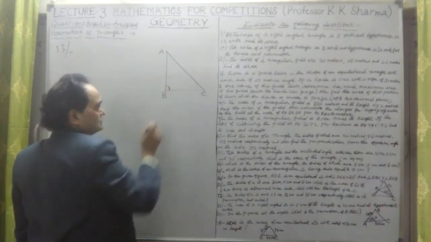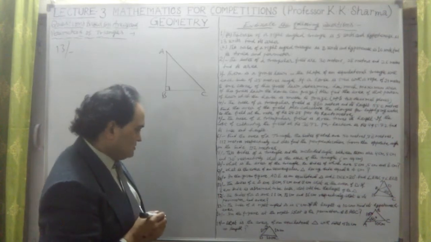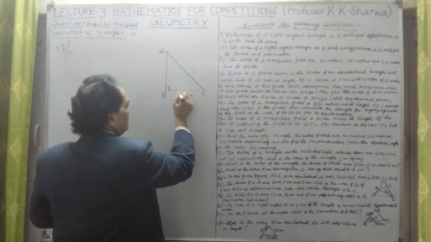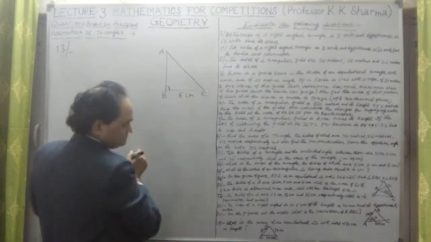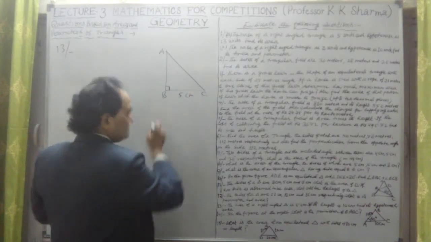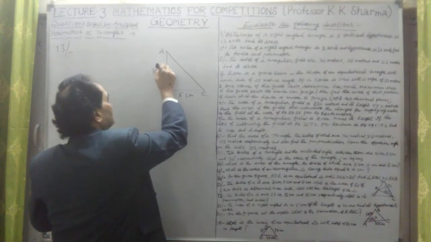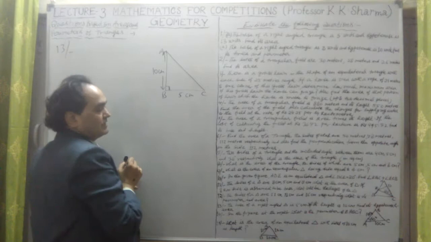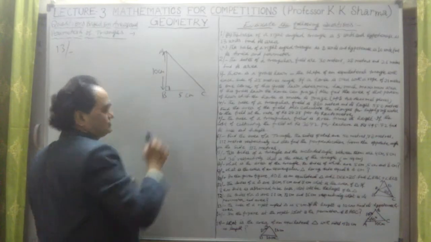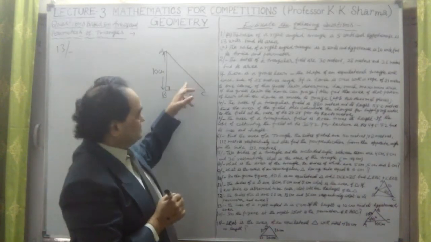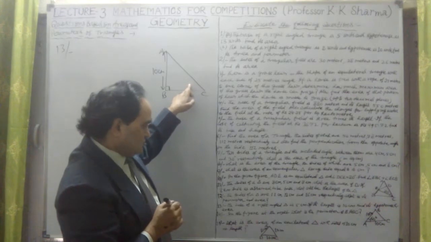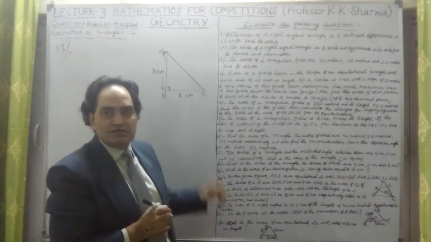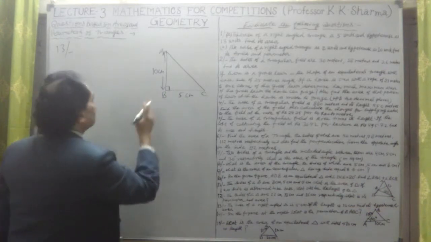Now what is given to us? We are given that the base of the right angle triangle is 5 centimeter. Let me take BC as the base, 5 centimeter. And its height is 10 centimeter. Height means altitude or perpendicular of a right angle triangle. And this is the hypotenuse AC. The side opposite to the right angle is the hypotenuse. First we have to find the hypotenuse, and then its area. Area can be just calculated.